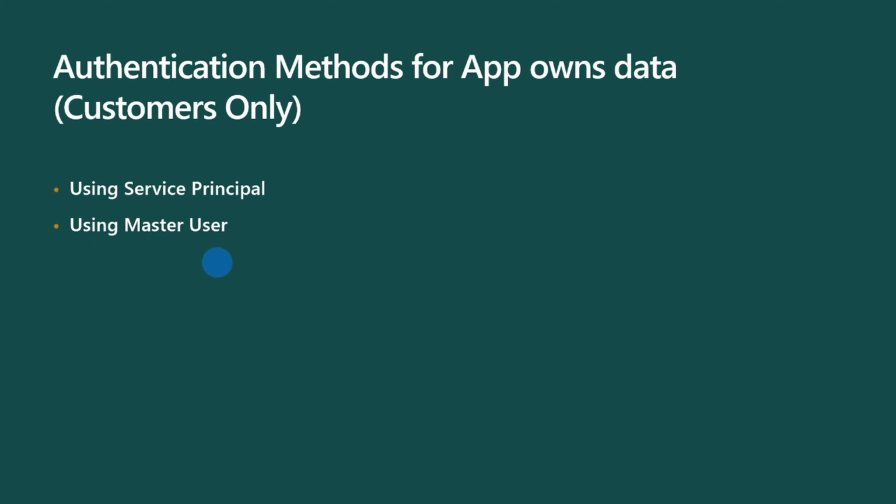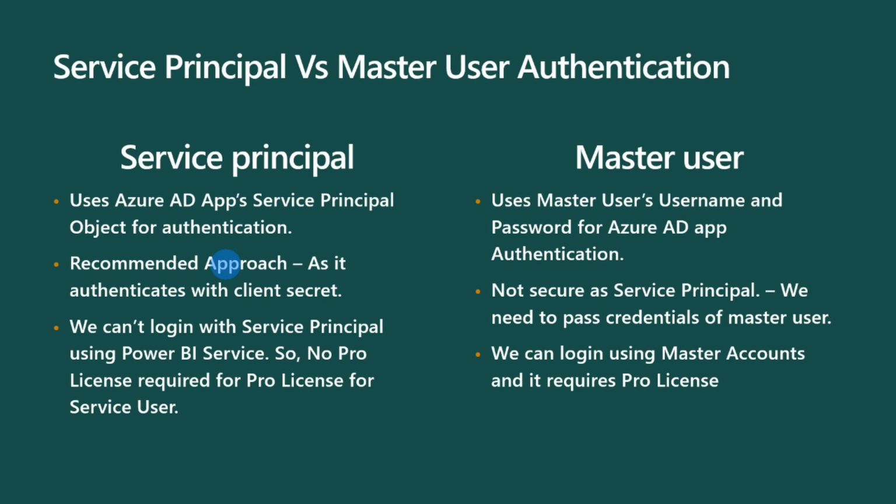Now, let me talk about the comparison between service principal and master user. In case of service principal, it uses the Azure AD app service principal object for the authentication. While in the master user case, it uses the user's username and password for Azure AD authentication. Second, this is the recommended approach because it authenticates with the help of a client secret or certificate, and we do not need to pass any credential. Master user is not as secure as service principal, because we need to provide the username and password of the master user.